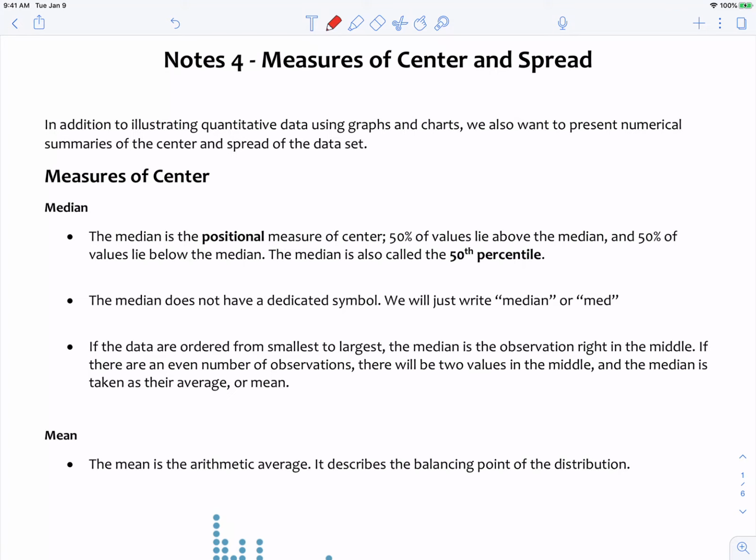In this video, we're going to take a look at measures of center and spread. In addition to illustrating quantitative data using graphs and charts, we also want to present numerical summaries of the center and spread of the data set.